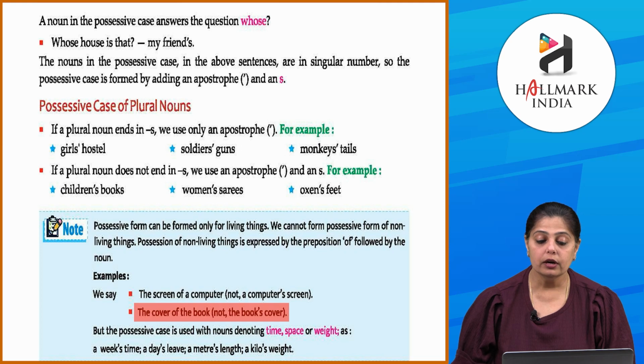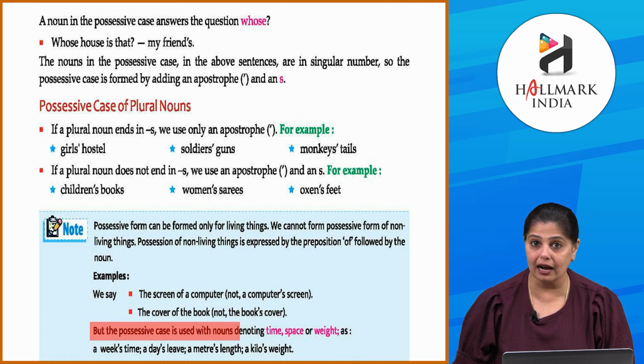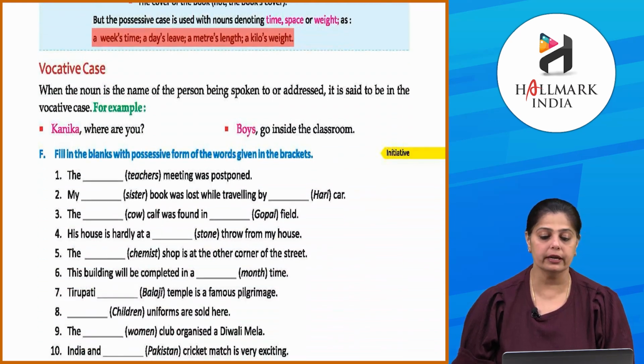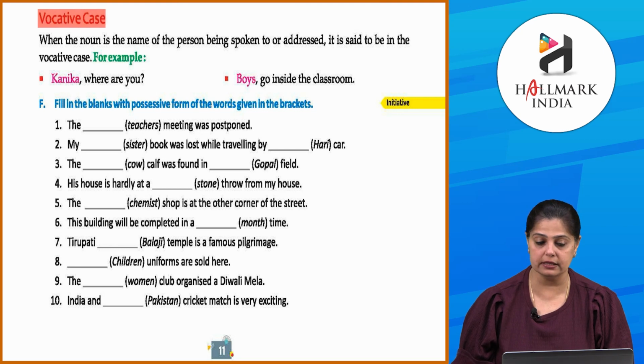Clear? So, but the possessive case is used with nouns denoting time, space or weight, as a week's time, a day's leave, a meter's length, a kilo's weight. तो अगर nouns है जो time बता रहे या फिर space बता रहे या weight बता रहे तब हम उसके आगे apostrophe s use करेंगे. Clear? Okay.